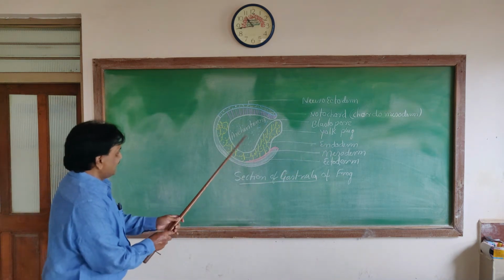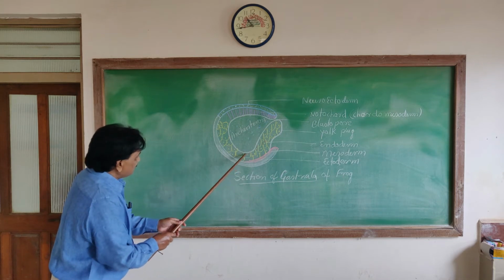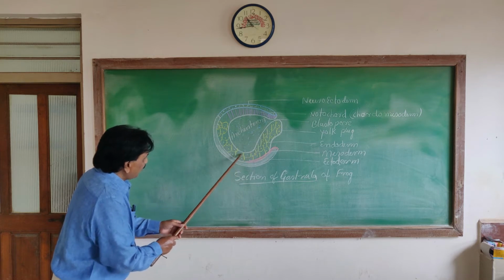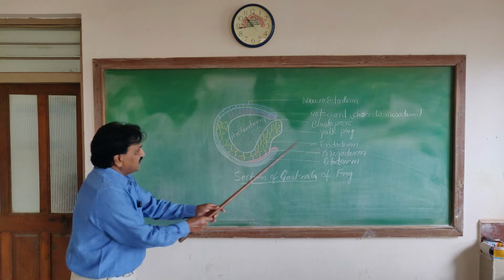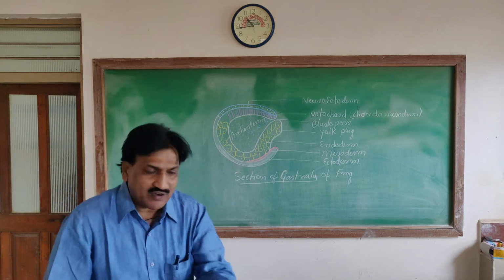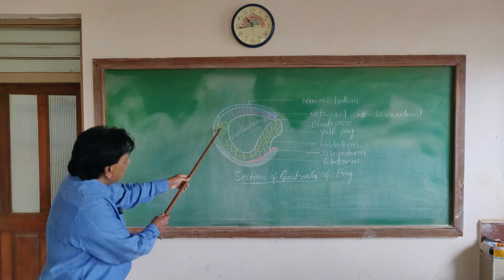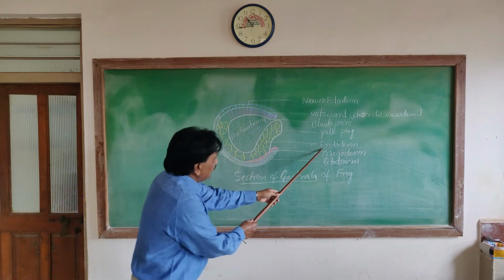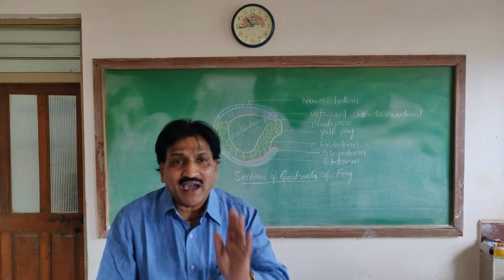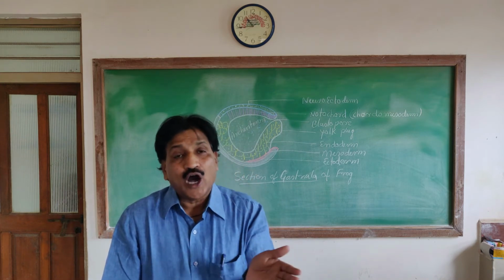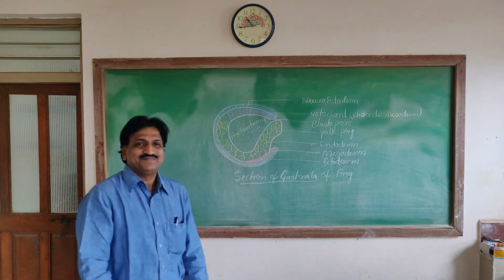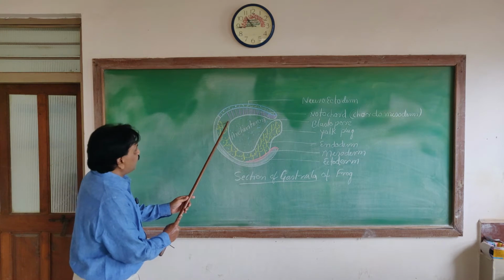Okay, now here, this is called the floor. The floor of the archenteron is covered by the endoderm. Not only the floor, even the lateral side of the archenteron is covered by the endoderm. I mean, the floor and the lateral wall of the archenteron are occupied by which cells? Endodermal cells.